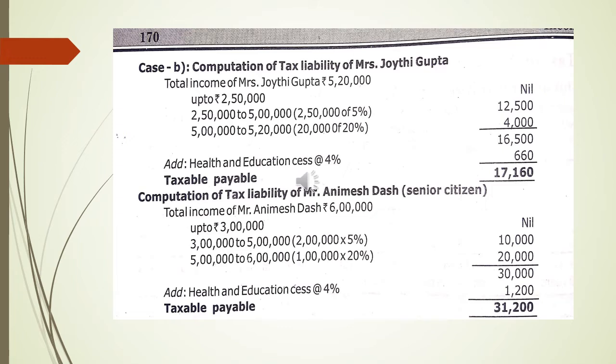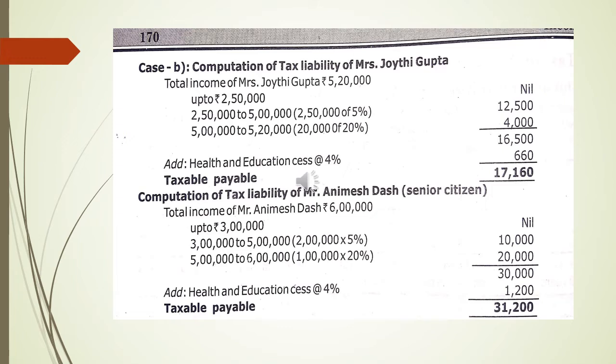So up to 2,50,000 there is no tax. The second slab comes to 2,50,000 to 5 lakhs. That means the difference of 2,50,000. On this 2,50,000, 5% is the tax rate. So 5% of 2,50,000 is 12,500.